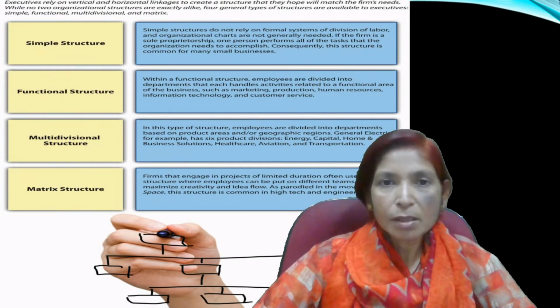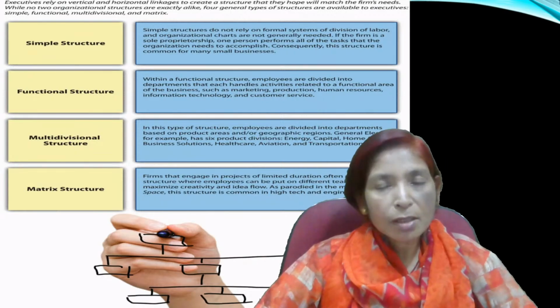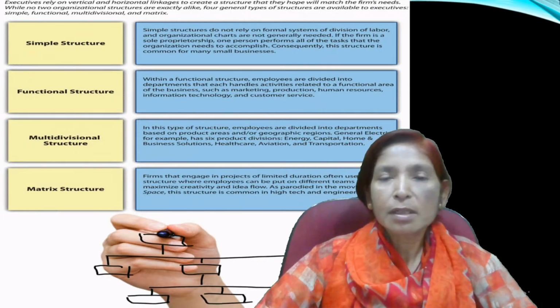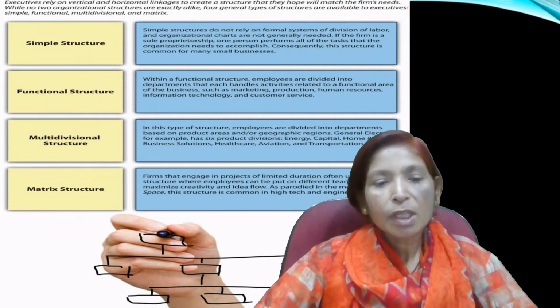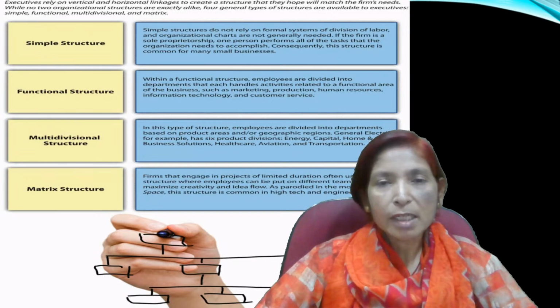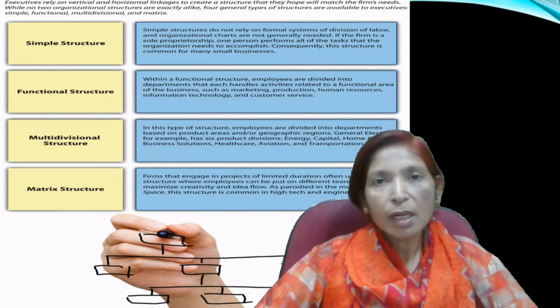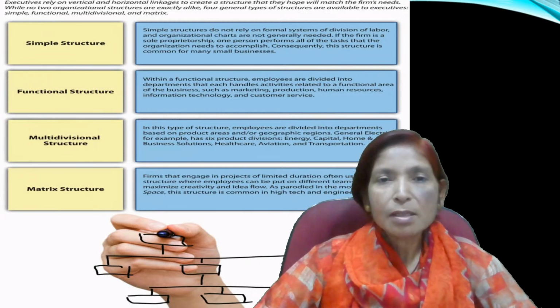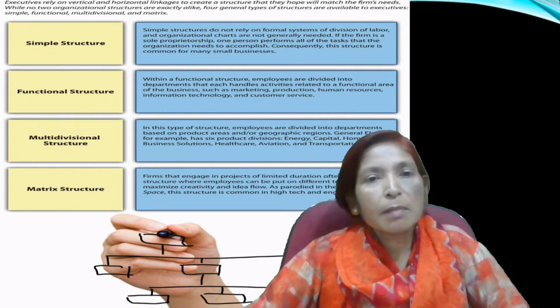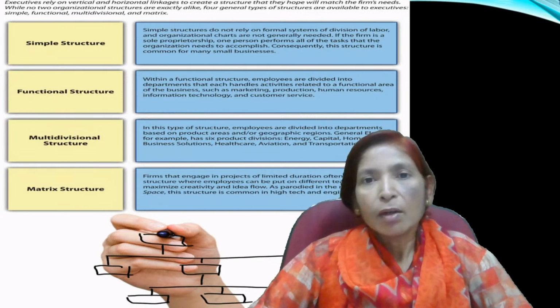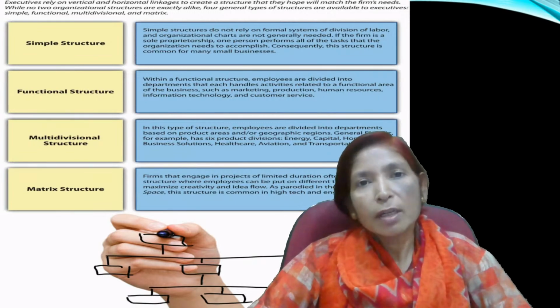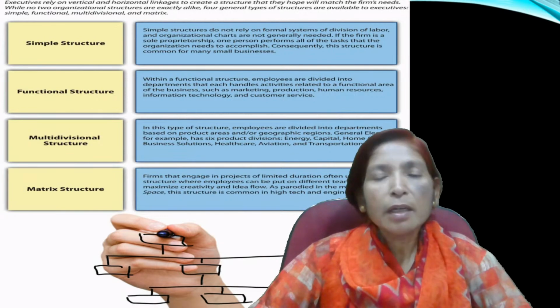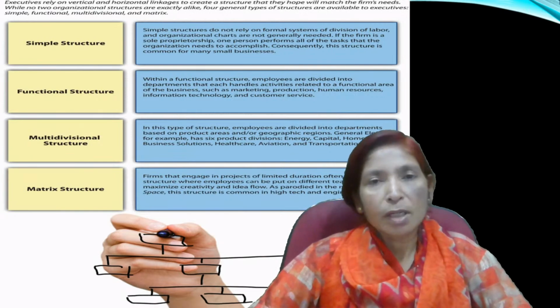One is simple structure, second is functional structure, third is multi-divisional structure, and fourth is matrix structure. So these are four types of structure. We can explain all these organizational structures in a different way. Number one is simple structure. Here simple structure does not rely on a formal system of division of labor, and organizational charts are not generally needed in case of simple structure.